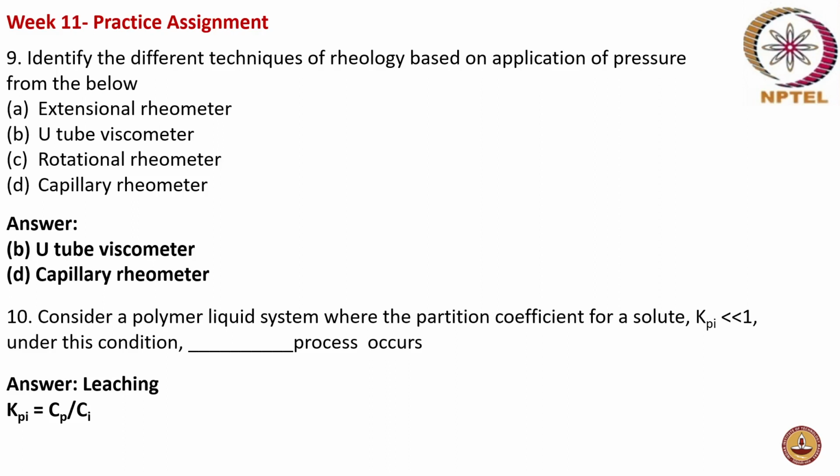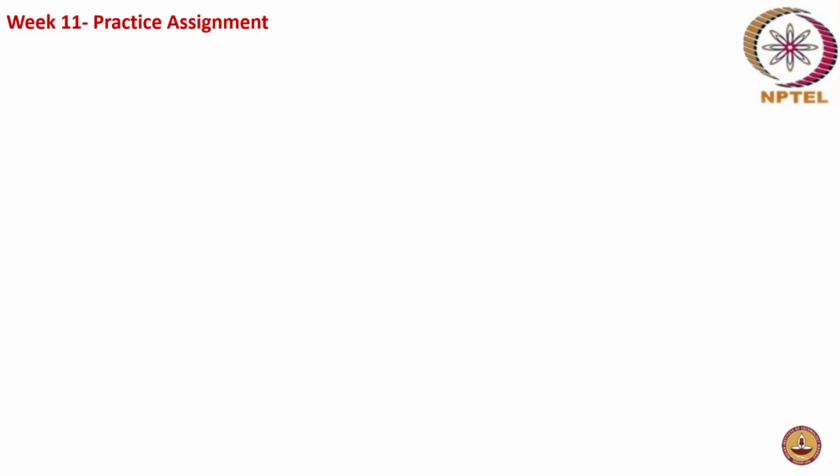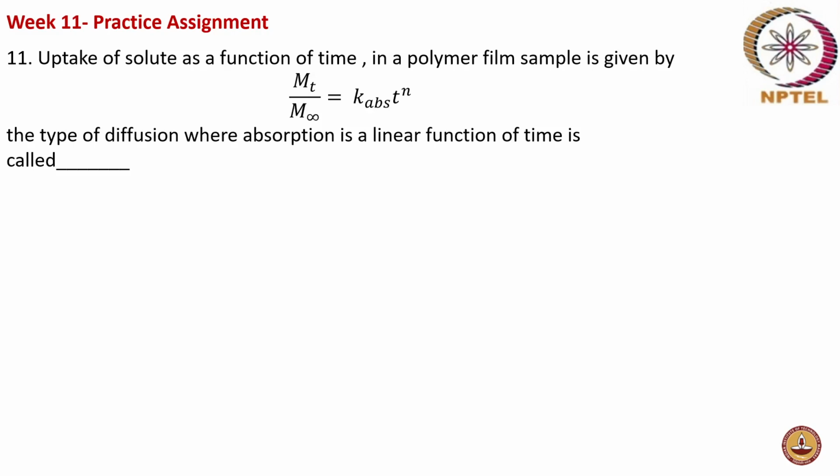Okay, now the next question is, uptake of a solute as a function of time in a polymer film sample is given by M_t by M_infinity equals K_absorption times t to the power n, where t is time. The type of diffusion where absorption is a linear function of time is called.